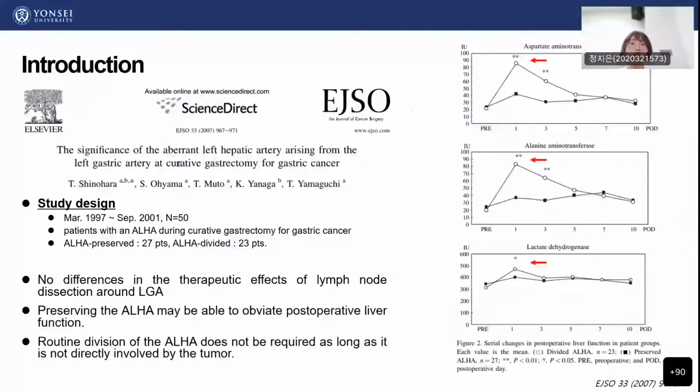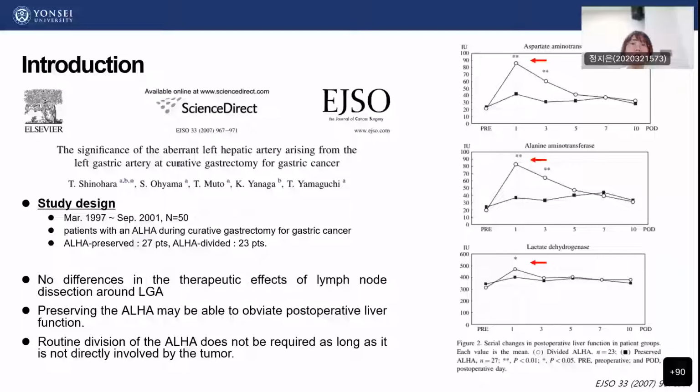Severe changes of serum liver enzyme after surgery are presented in this figure. Levels of AST/ALT on postoperative day 1 and 3 were significantly higher in the aberrant left hepatic artery divided group than in the preserved group. LDH on postoperative day 1 was higher in the divided group than in the preserved group. A gradual decrease in liver enzyme was observed at the peak level, with recovery to the reference range within 7 to 10 days in each group.